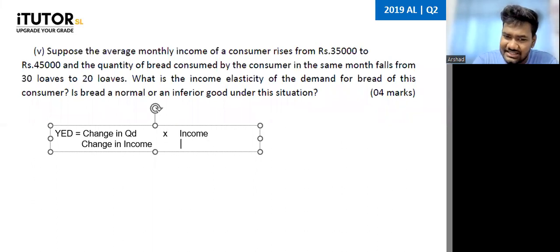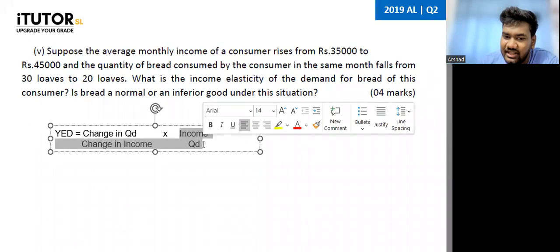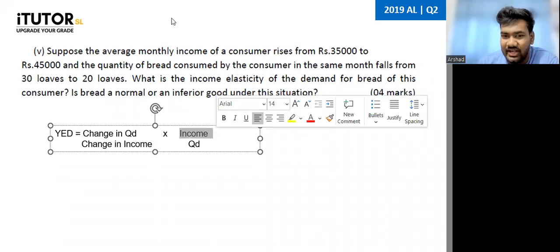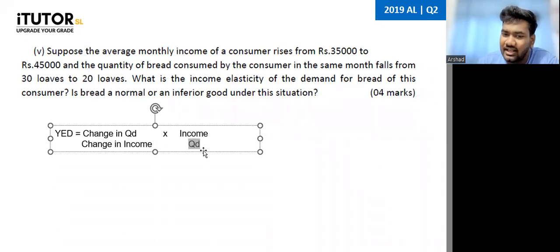But this question, guys, are they specifically telling us find the YED at the income level 35,000? Find the YED at the income level 45,000. Have they said that to us? They have not told us, no? So then what do we take for this income and QD? Do we take 35 or 45? For this QD, do we take 30 or 20? How do we figure that out? They have not told us.